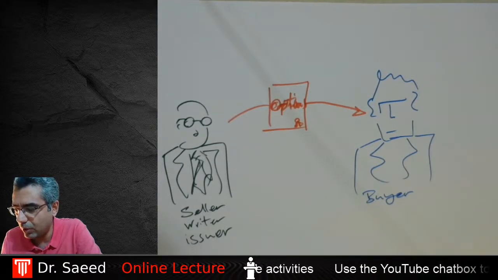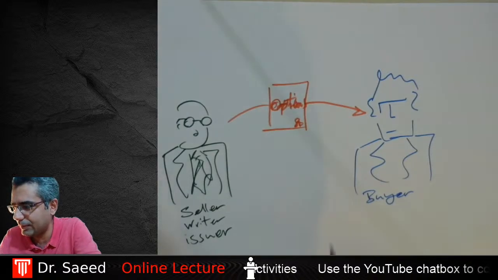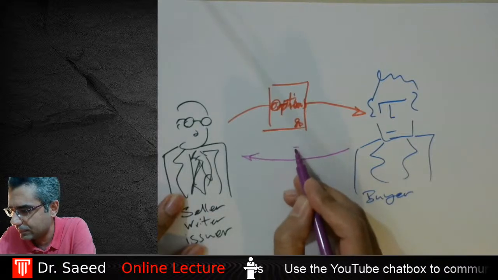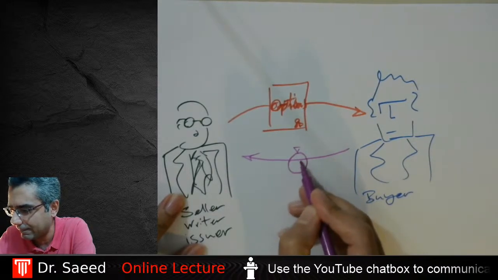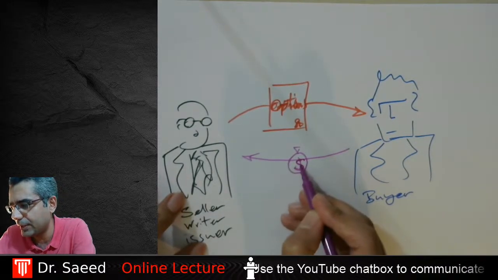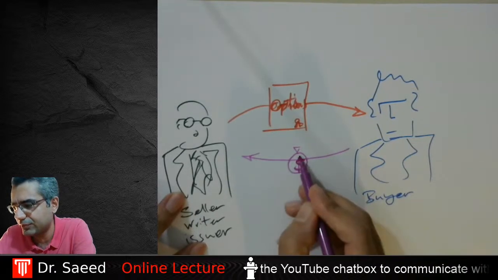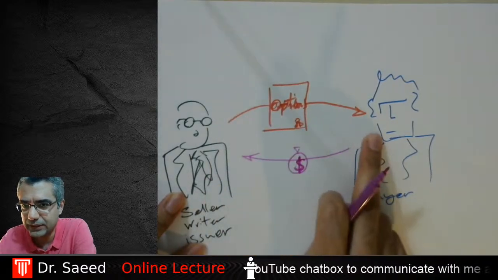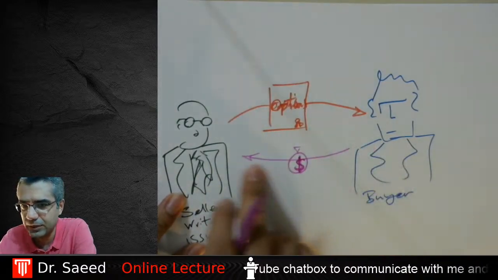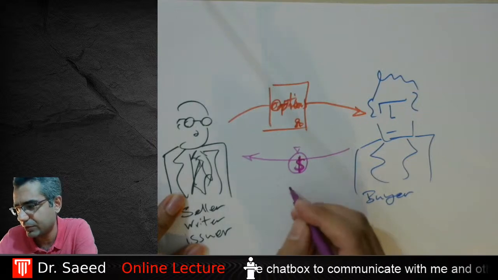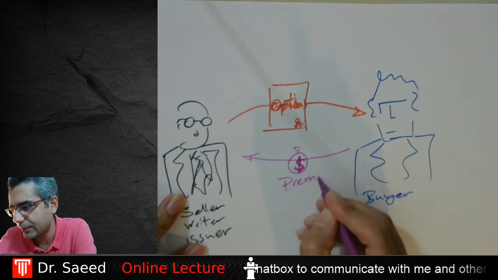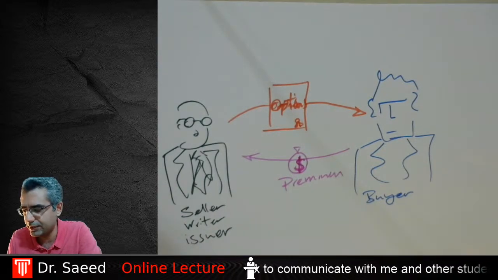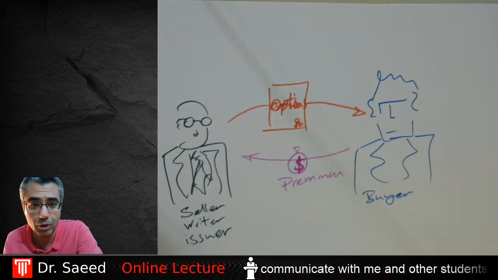The buyer of the contract will pay some money to the seller of the contract to receive the contract. So the seller will sell a contract to the buyer, and the buyer in return should pay something, right? This is called premium. So the buyer will pay a premium to the seller to buy this contract. Now this contract is called options.